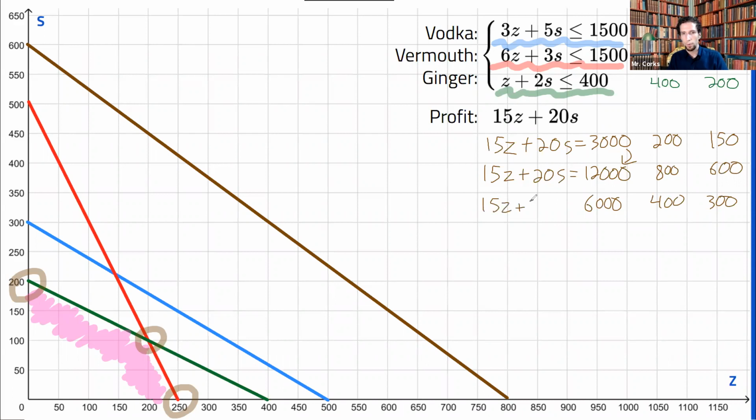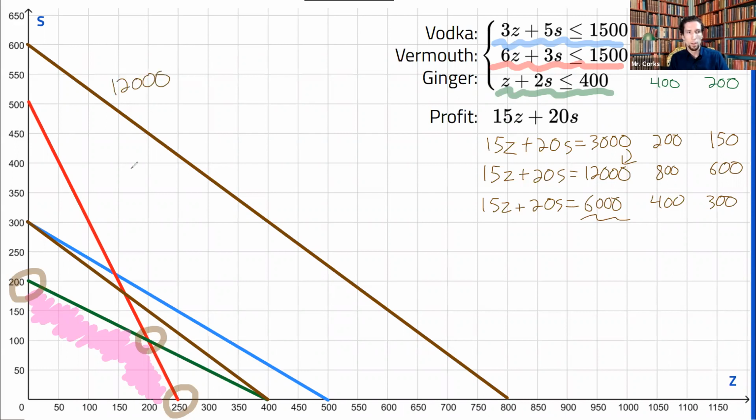Just write this out for thoroughness. 15z plus 20s equals 6,000. 3,000 too small, 12,000 too big. Maybe 6,000 is the perfect one. So 3 and 4. All right. From that, I know I always did green in class, but now it's brown. From the brown line, is it close enough that we can see what the best point is going to be?